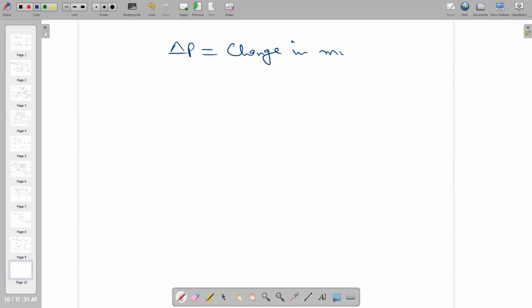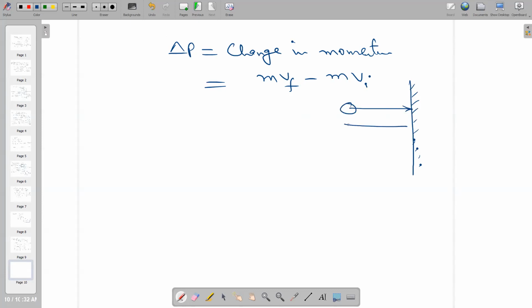Change in momentum means mvf minus mvi. This is a formula. Last time I explained that if you have a wall and the ball is moving in this way and then comes back, this side is positive and this side is negative. So here the mass is m, and here the mass is m.